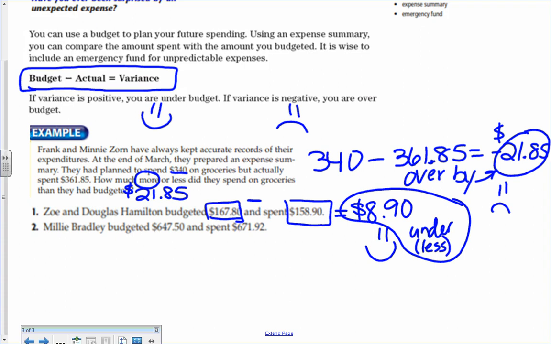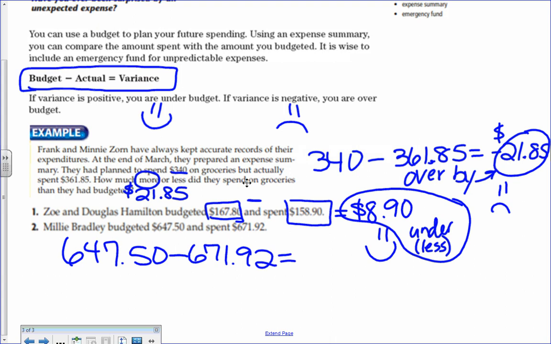Last one. Millie Bradley budgeted $647.50, but spent $671.92. Just looking at it, is she over or under? She is over. She spent more than her budget, so we just do a quick little subtraction. And we are over, this is negative $24.42.